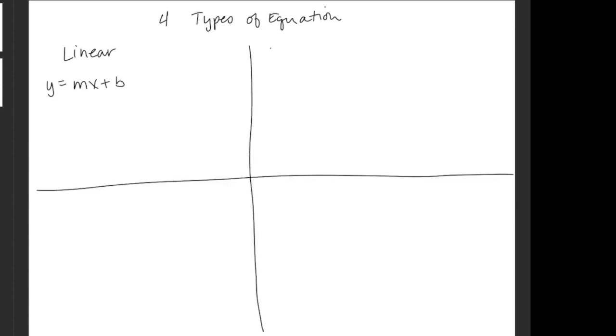The next type of equation that you have learned about, and you actually learned about this in the fall, is an exponential equation. Now, I'm not talking about functions right now. I'm talking about equations, and this explicit equation has a formula of y equals ab to the power of x.